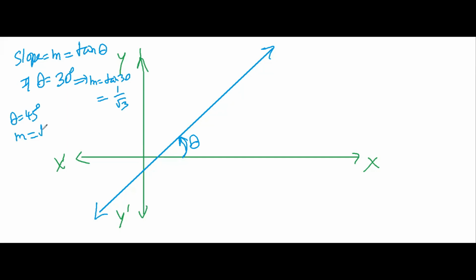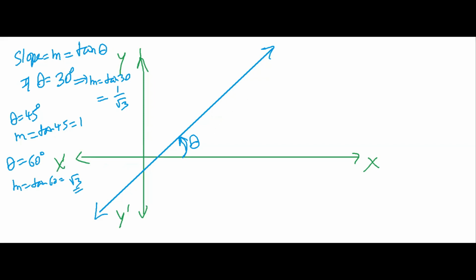Similarly, if theta is 45 degrees, then slope has some value. Slope of this line will be what? Tan 45, which is 1. So if theta is 60 degrees, then the slope of this particular line will be tan 60, which is nothing but root 3. Okay, this is one way to represent the slope.